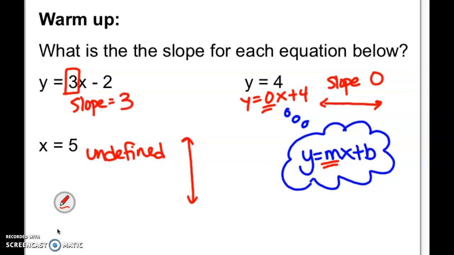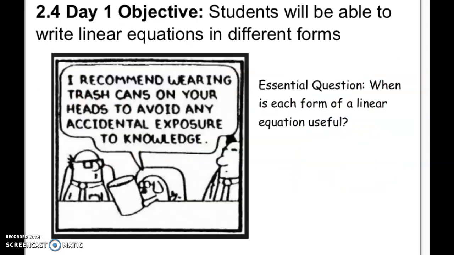Slope is 3. So today we split 2.4 into 2 days because together it was too much, but separate they're very small lessons. So you're welcome. Today is a really small lesson. And we're looking at different forms of the linear equations.